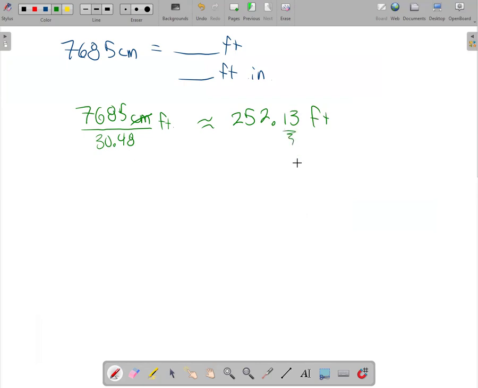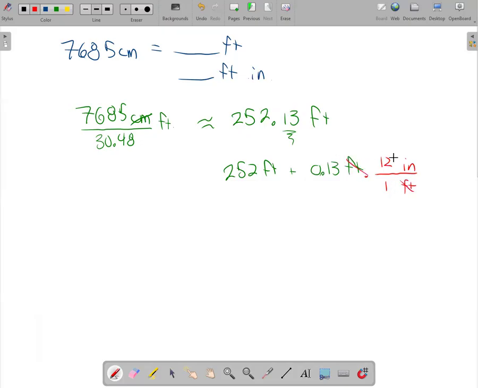And this right here is a fraction of a foot. So I'm just going to break this up into two parts. So that's 252 feet and 0.13 feet. How many inches in a foot? There we go. 12, right? So to clean up this fraction of a foot, to get rid of feet, we would multiply in inches, 12 inches in 1 foot.